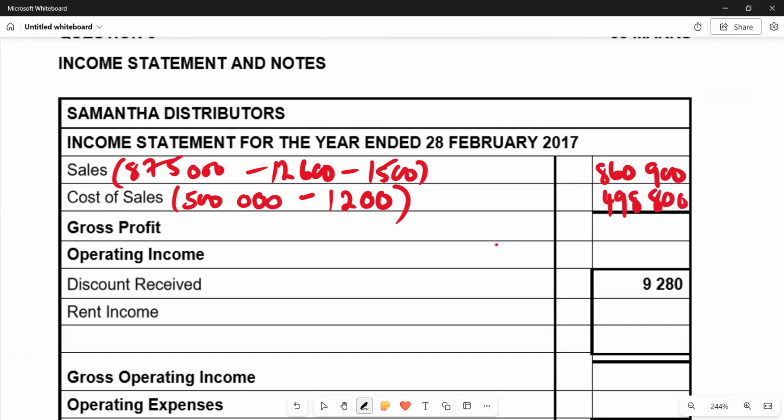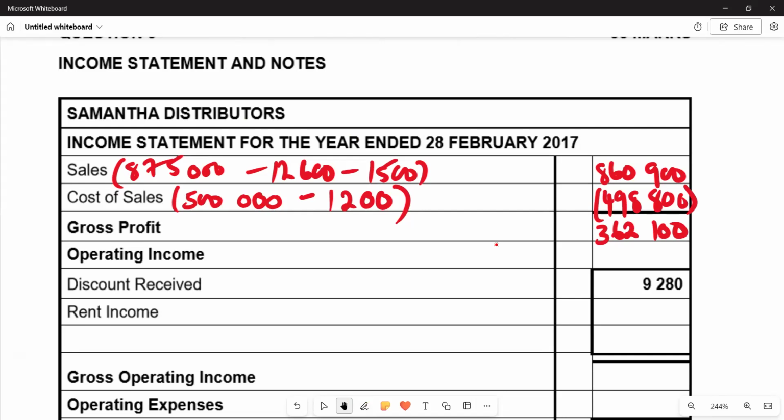The gross profit now, remember cost of sales we subtract, so we put it in brackets. We are saying 860,900 minus 498,800. And we're going to get 362,100. So this is what we have for gross profit. Then go to operating income. We have got discount received 9,280, and it's pre-ended, so we can just leave it.